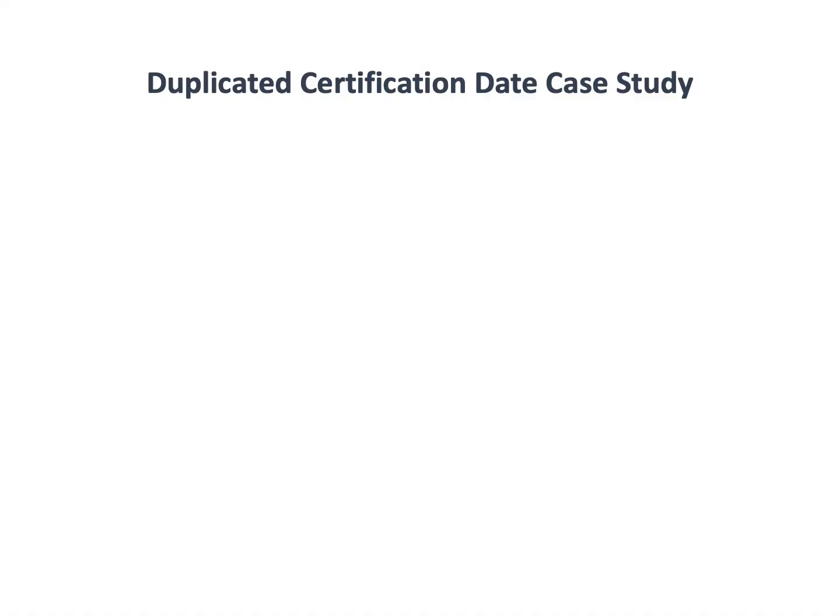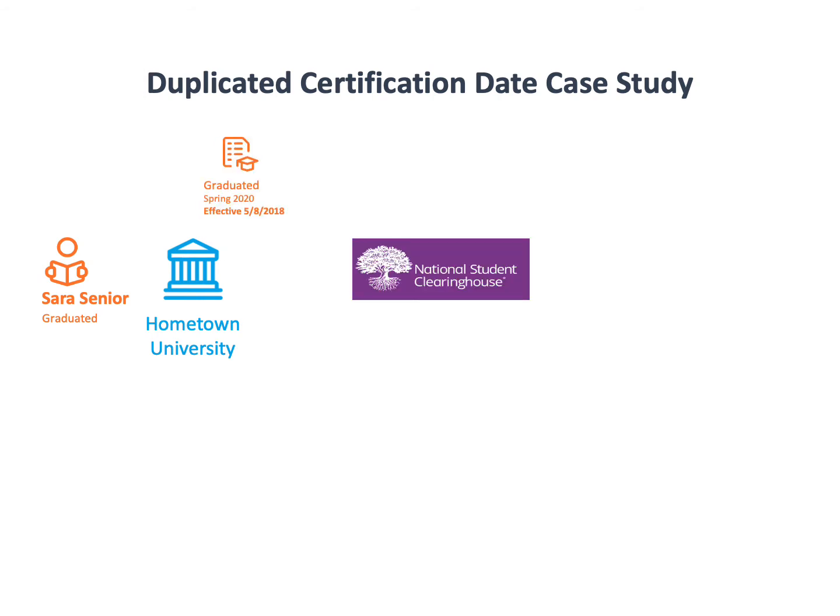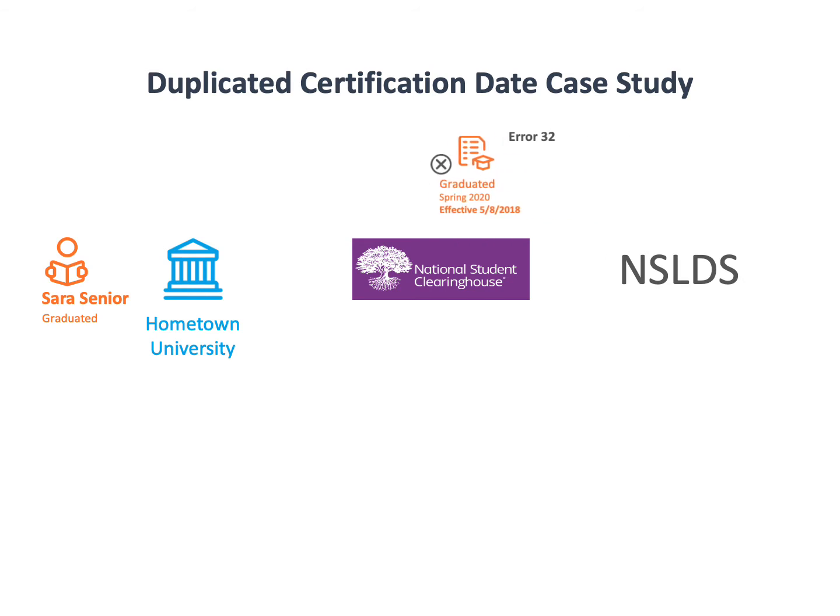Now we will go over a case study on this scenario. Sarah Sr. is a recent graduate from Hometown University. Sarah's graduated status was successfully reported to the Clearinghouse and was then reported to NSLDS through the SSCR process. After reporting this graduated status to NSLDS, an error code 32 is returned.